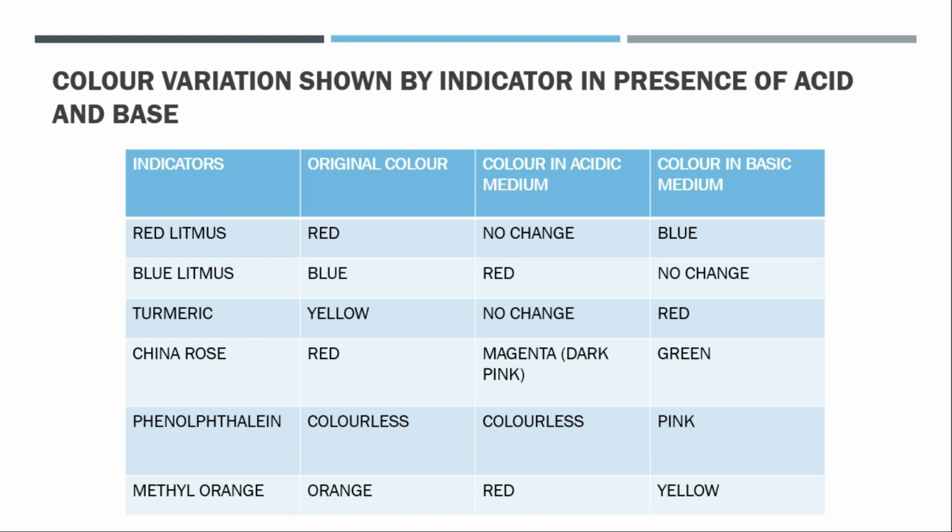So you can see that whatever acid you take, this indicator will show only these colors, meaning they won't show a different color. Similarly, whatever base you take, this indicator will show only these colors. So by knowing the color change, we can easily tell whether it is an acid or a base.